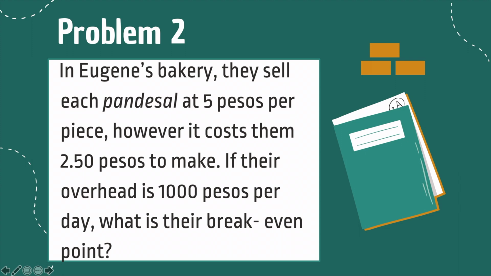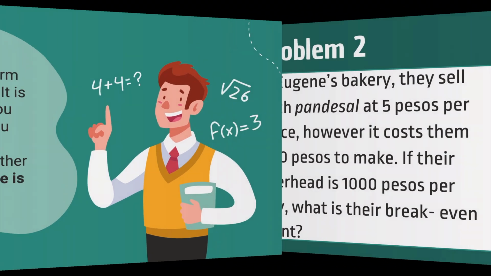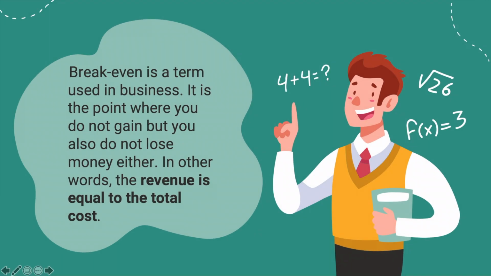Okay, let's analyze first the keyword. When we say overhead, that is also what we call total cost, o kabuuang gastos. Pero ano muna yung ibig sabihin ng break-even? So, break-even is a term used in business. It is the point where you do not gain, but you also do not lose money either. In other words, the revenue is equal to the total cost.